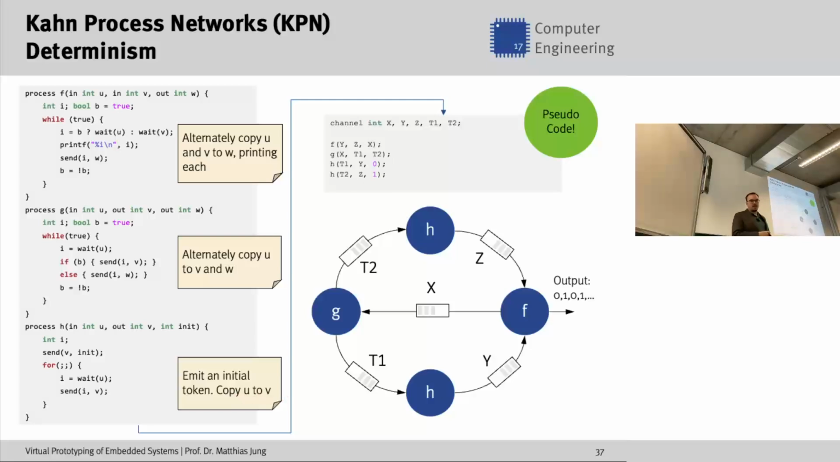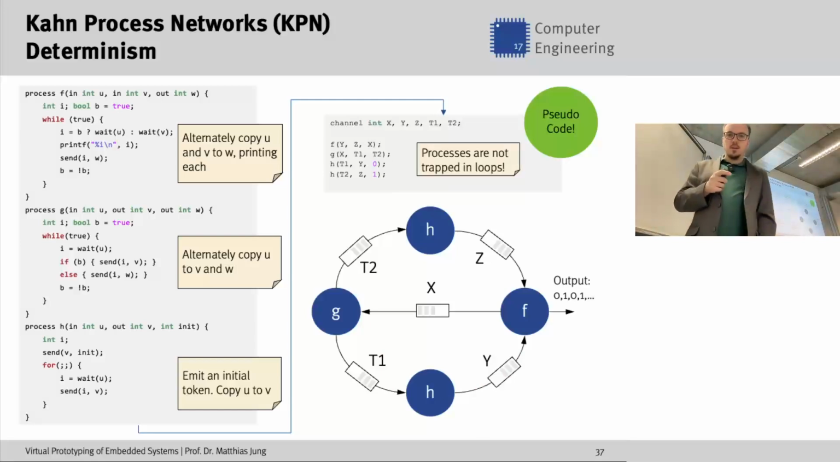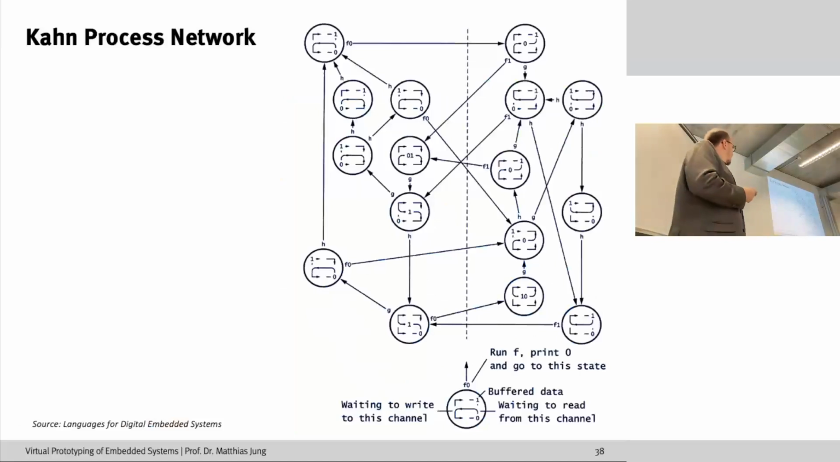Okay, and what we said now about determinism is that this output here on F, so this printf, will be deterministic independent of how we schedule the execution of these processes. And that's the important thing. So this output will always be deterministic. So let's understand that.